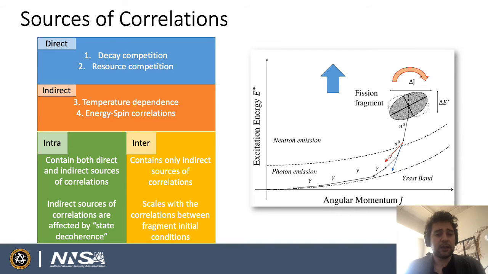Now, the most important sources of correlations between the multiplicities of neutrons and gamma rays can be split between direct and indirect. Direct sources of correlations are probably easier to understand. For example, decay competition. This is the classic case in which a fragment or a nucleus can de-excite in two different ways, for example, neutron emission and gamma emission, with some branching fraction between them. Then we expect there to be competition between the two modes.